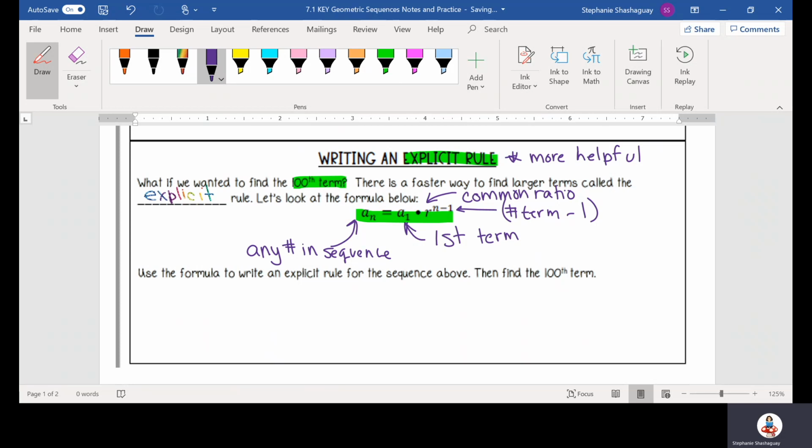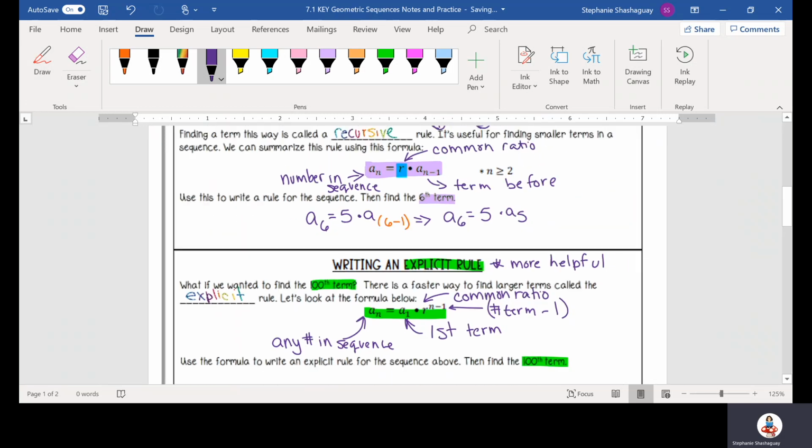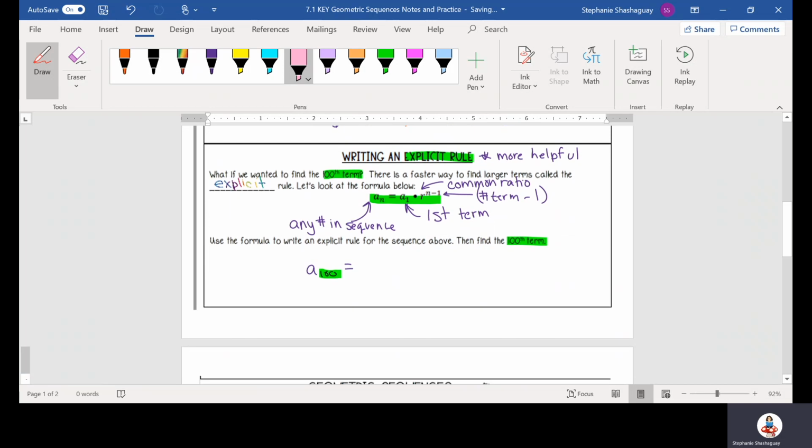So use the formula to write an explicit rule for the sequence above to find the 100th term. So we're going to have a sub 100 because we're looking for the 100th term. That's going to equal a sub 1, our first term in the sequence. Look back up at that sequence, our first term was 2. So that's going to equal 2 because that's the first number in our sequence.